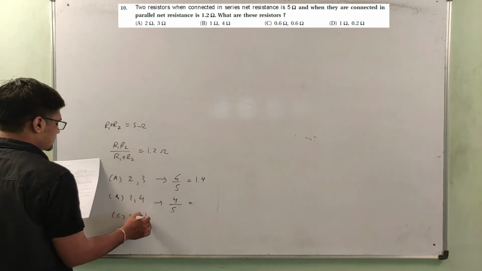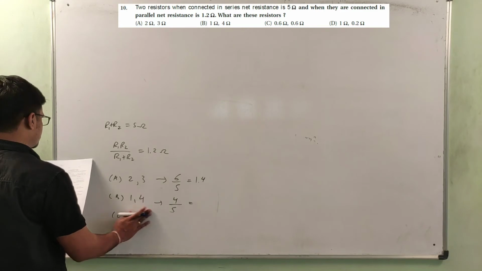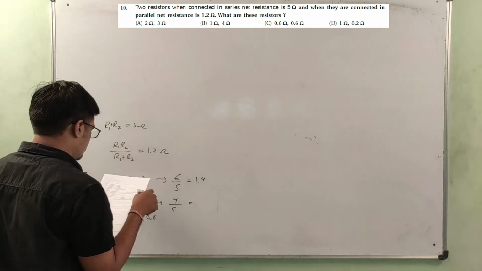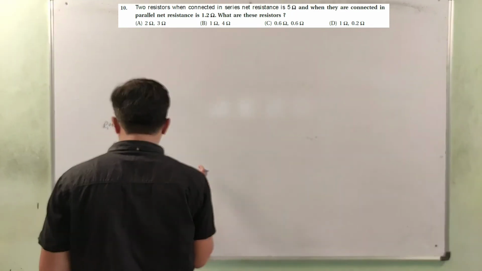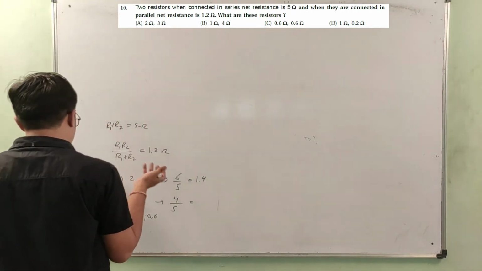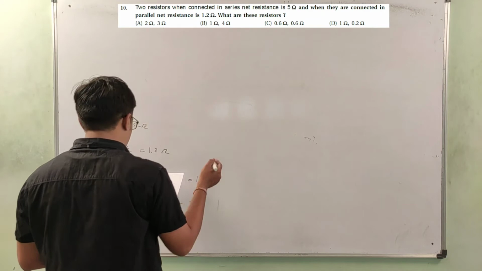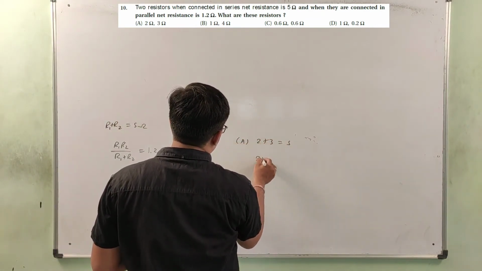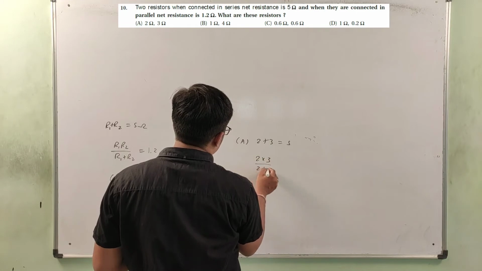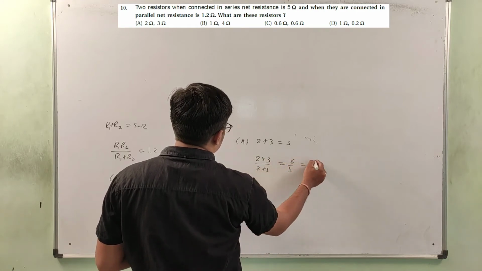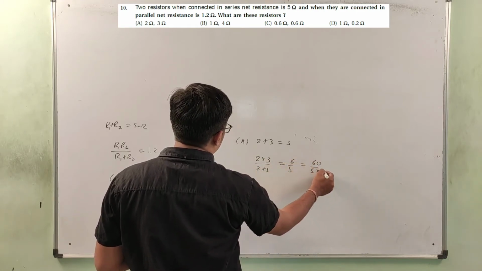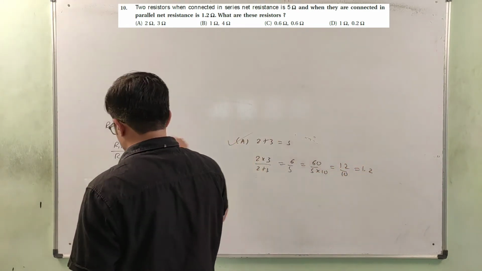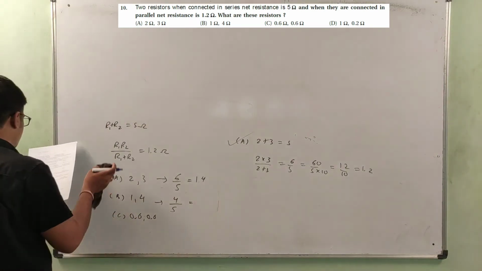C, 0.6 and 0.6. 0.6 plus 0.6 is not equal to 5, so this is not our answer. And 1 and 0.2, this is also not our answer. There is some mistake in this option. Again check for 2 and 3. 2 plus 3 is equal to 5 and multiplication by addition is 6 by 5, which is 12 by 10, so that is equal to 1.2. Okay, so A is our answer.